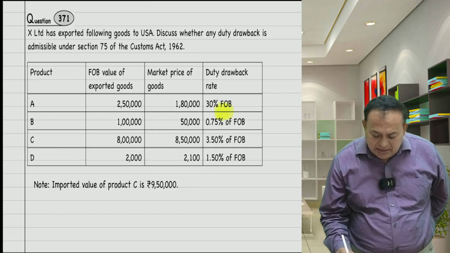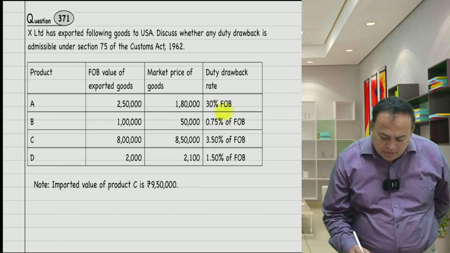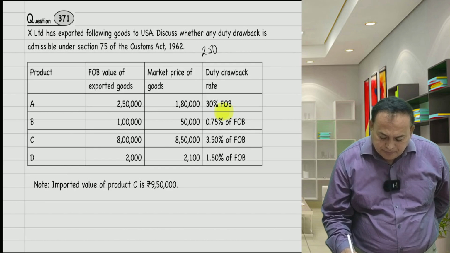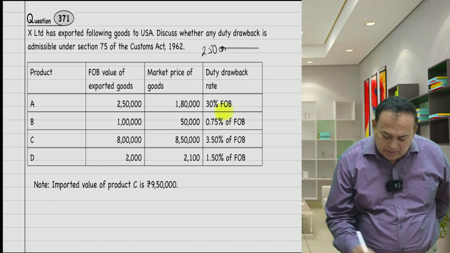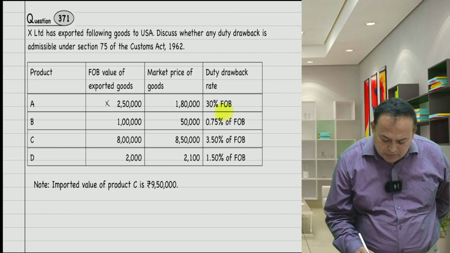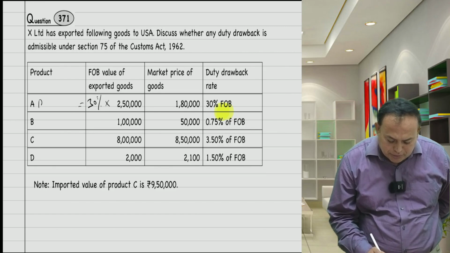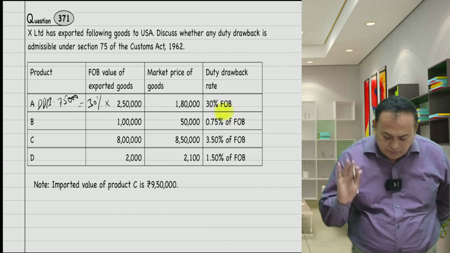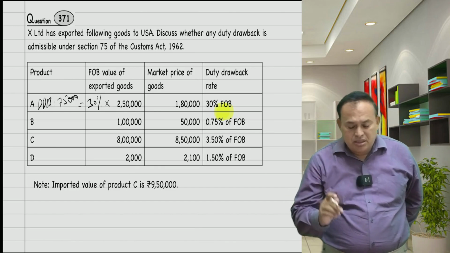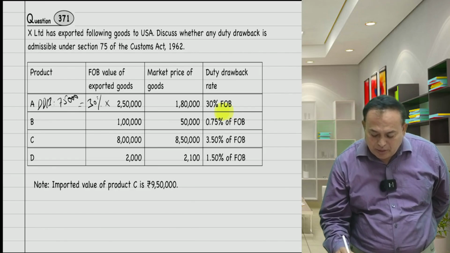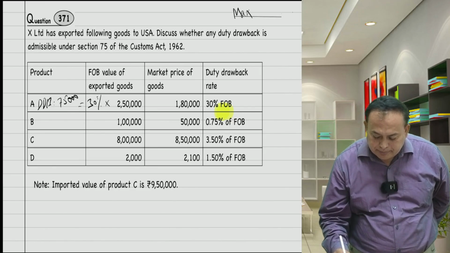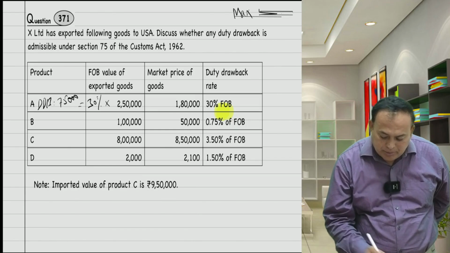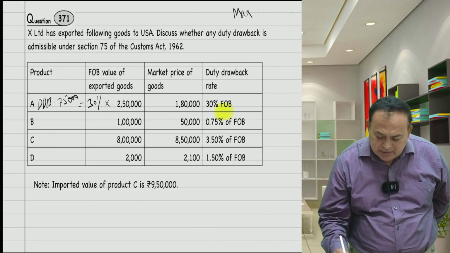FOB value 30% is equal to drawback. So 2,50,000, I will mention here itself, 2,50,000, 30% is equal to how much duty drawback? 75,000. Wait, if there is a case, the maximum amount of duty drawback percent is how much? Maximum 33%. Maximum here is 33%.